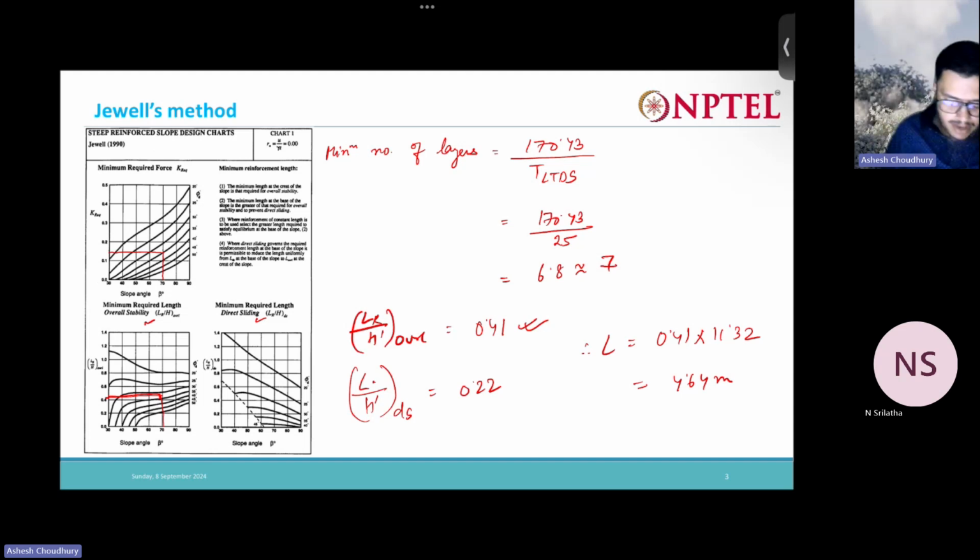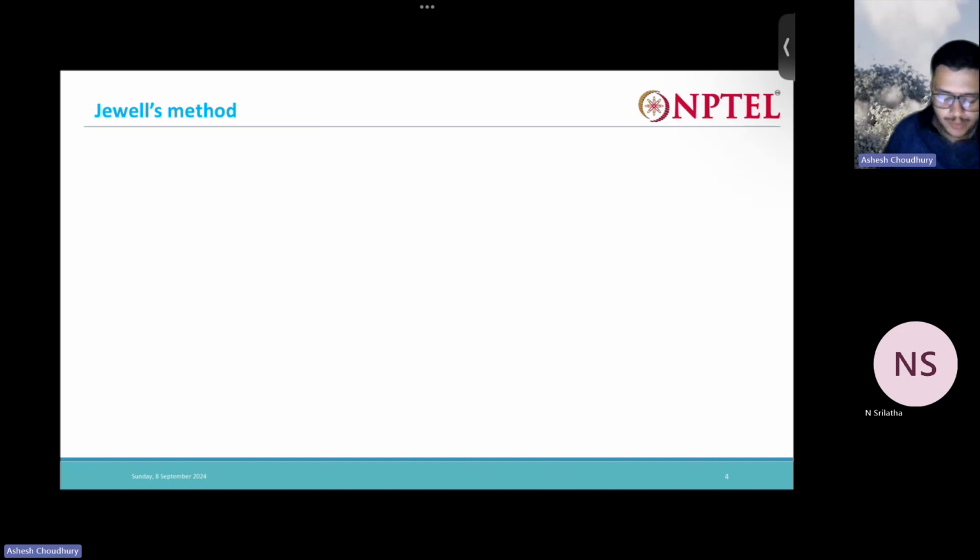Now next we have to design how we are going to place the reinforcement. The minimum number of reinforcement layers that we have to give is 7, which we calculated. So obviously we have to give more than 7 layers of reinforcement so that the total load is taken care of. All right, so now let us see.